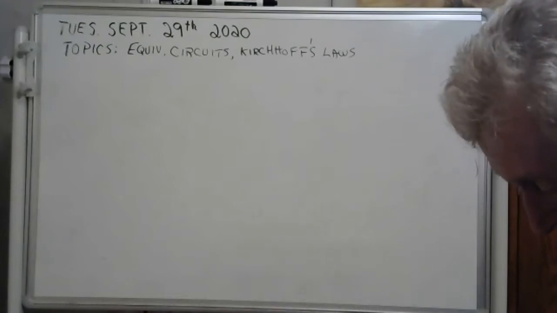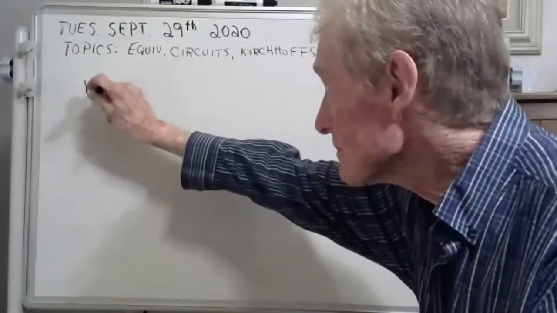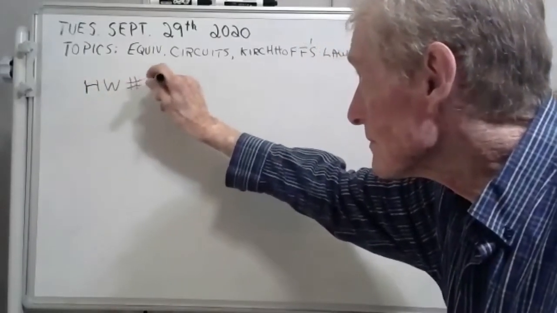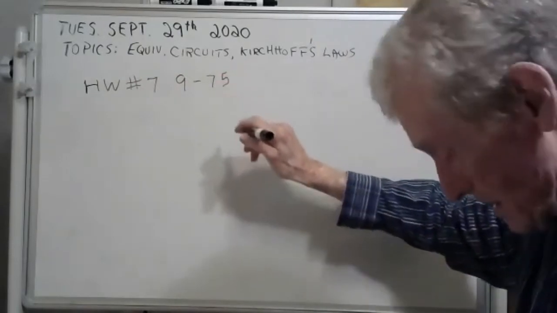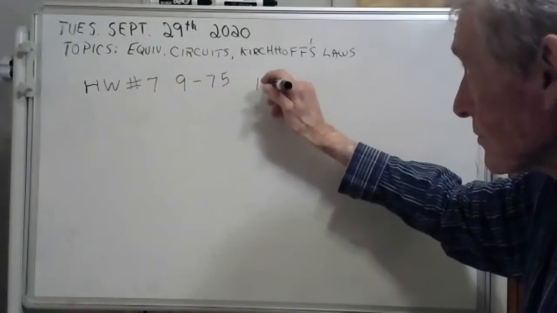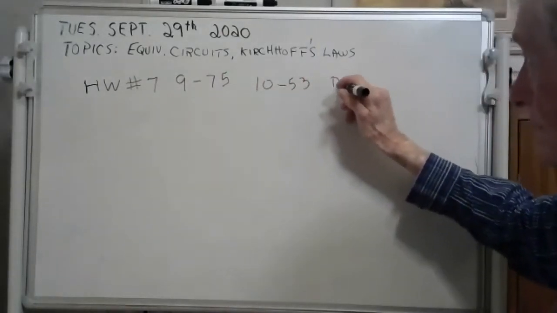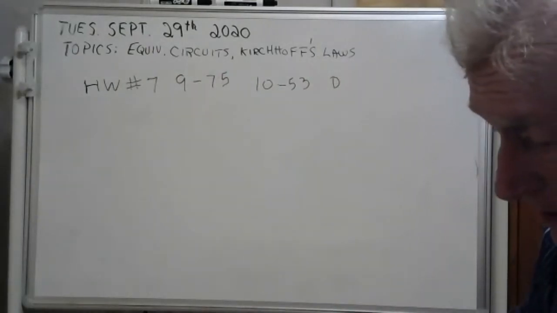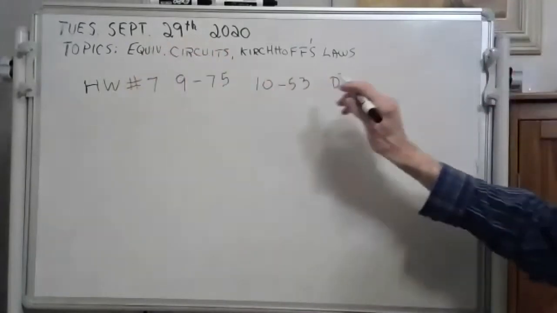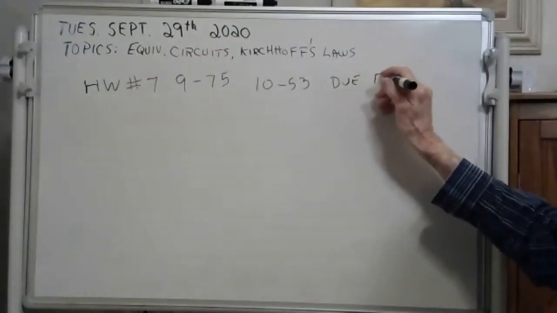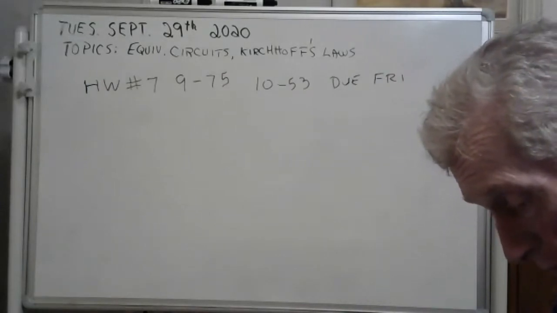This is homework number 7. There's a problem from chapter 9 and a problem from chapter 10. Now, these are due Friday. Today's Tuesday, right? I get mixed up. Yeah, it's Tuesday, Tuesday the 29th. And these are due Friday. It's on the blackboard. You can look that up.